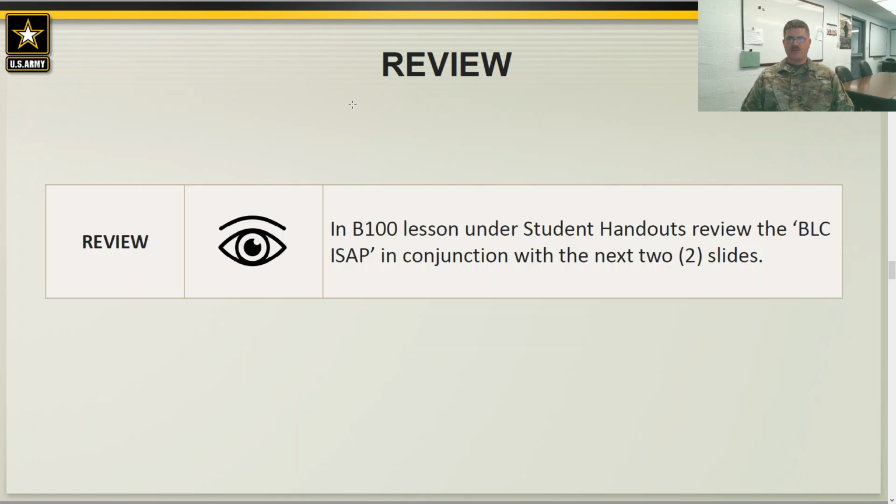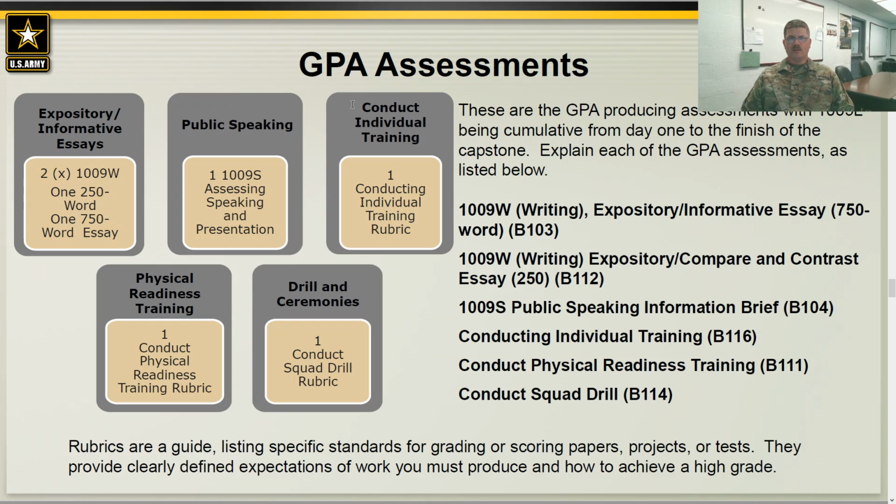In Bravo 100 under student handouts, make sure you review the BLC ISAP in conjunction with the next 2 slides. Your GPA assessments will consist of the following. Expository and informative essays, you will write 2, a 250-word compare and contrast essay, and 1 750-word informative essay. You'll also do public speaking brief as assigned in Bravo 104. You will conduct individual training as assigned in Bravo 116.